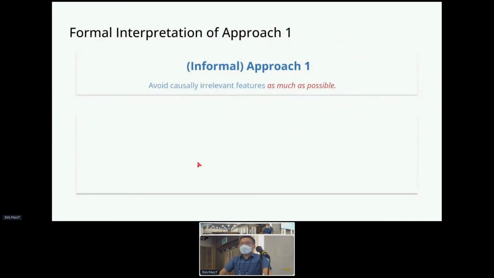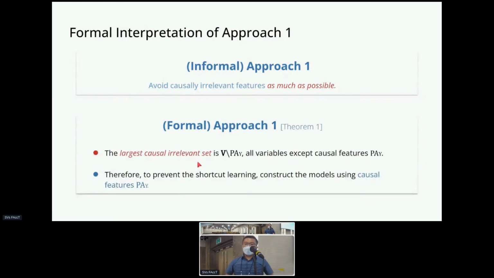Okay, now we are introducing the formal interpretation of approach one. Informally, approach one says that let's avoid the causally irrelevant feature as much as possible. But let's be more formal. What we know is that the largest causally irrelevant set is V minus PA_Y, which is all variables except the causal features. Therefore, to prevent shortcut learning, let's construct the models using the causal features PA_Y, because we want to avoid the causally irrelevant set as much as possible. That means we have to construct the model using causal features.